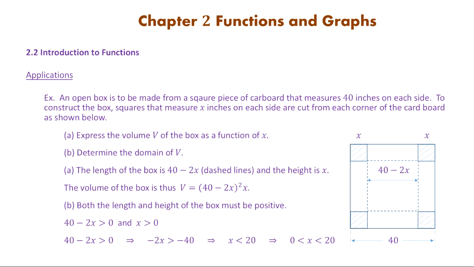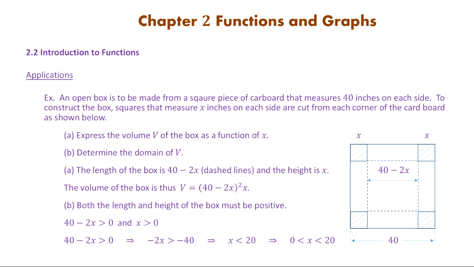All right, let's do an example of an application for functions. In this example, we are trying to fold a square to make an open box. An open box is to be made from a square piece of cardboard that measures 40 inches on each side. Initially, the whole square has 40 inches for the side length. To construct the box, squares that measure x inches on each side are cut from each corner of the cardboard as shown below.